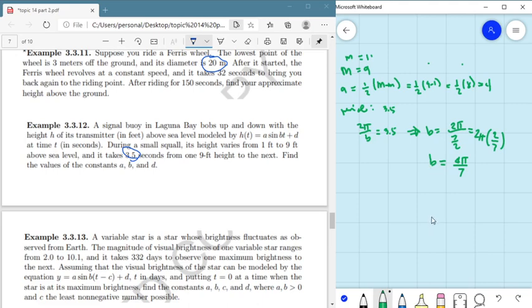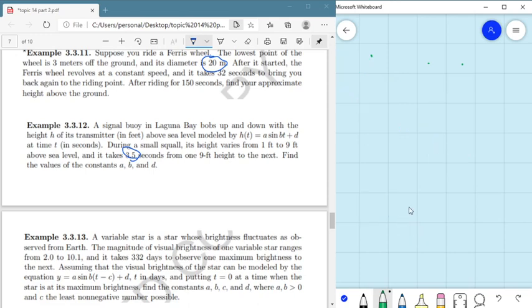So lowest point, 1 foot above, and the amplitude is 4. So to get the d is simply the same as amplitude plus the minimum value. So that's why we can have the amplitude is 4 plus the minimum value of 1. So therefore the d is 5. So therefore we can say that our a is 4, our b is 4 pi over 7, and d is 5. Okay.